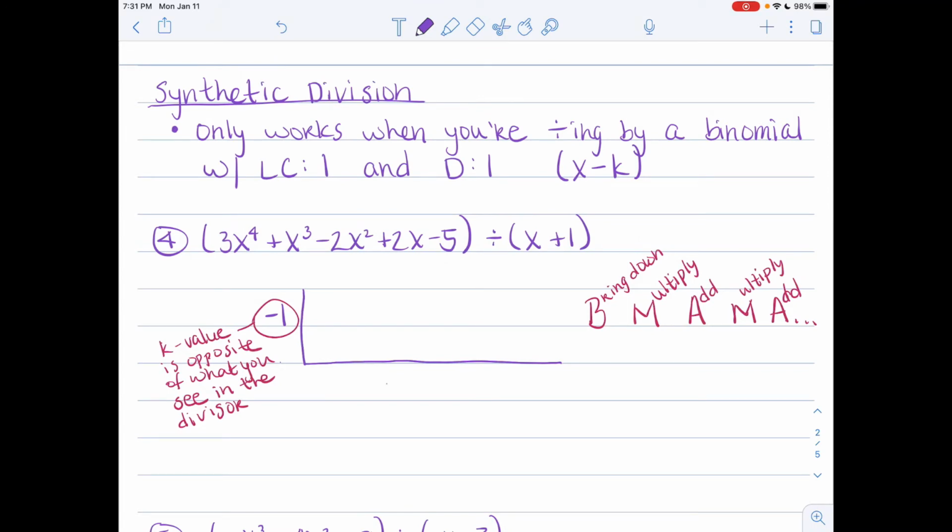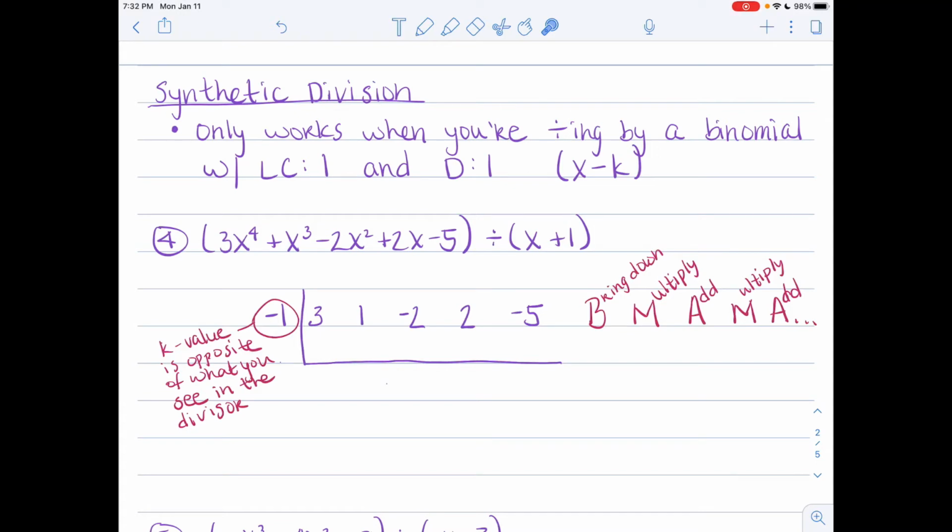The next thing we're going to do is put those coefficients into our kind of half box. So I'm going to take the 3 off of the x to the 4th, 1 off of x to the 3rd, -2 from the x squared, +2 from x, and -5 our constant. Now that I have all of those, I'm going to do my process. This process may seem a little awkward at first, but once you get the hang of it, it's going to become very quick and efficient. So give it some time, give it a chance.